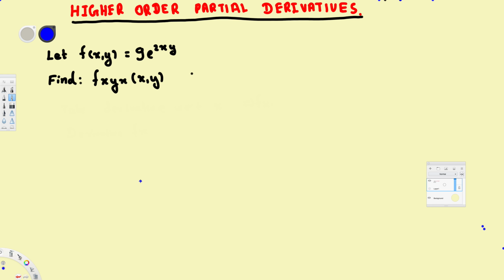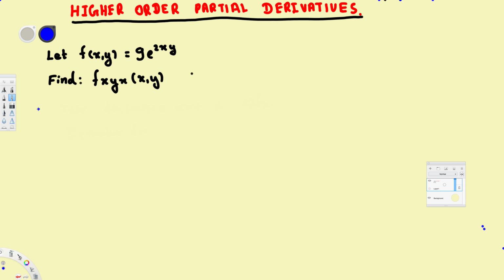What's going on, guys? In this video we are going to see how to find higher order partial derivatives. Here we have a function f of x y is equal to 9 e power 2xy, and the question is asking to find out fxyx. And let's see what the meaning of this is.